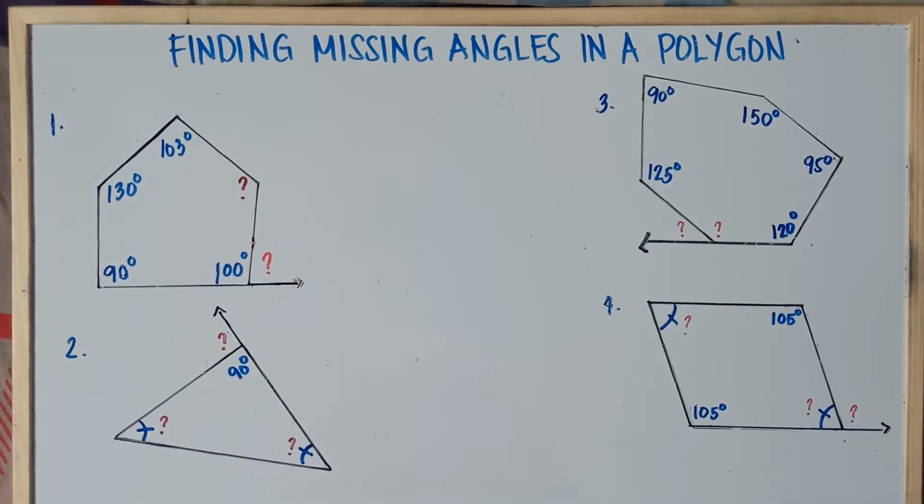Our topic for today's class is all about finding missing angles in a polygon. So without further ado, let's do this topic. We will have 4 examples for you to really understand this one. So let's start with example number 1.